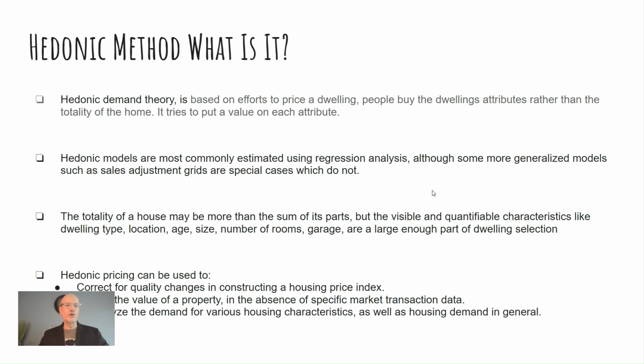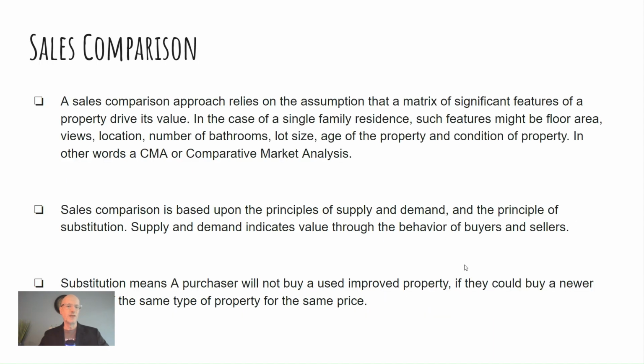So, anyways, the totality of a house may be more than the sum of its parts. But the visible and quantifiable characteristics like dwelling type, location, size, age, number of rooms, and garages are a large enough part of the dwelling selection that we can use them to compare houses. Hedonic prices can be used for three things. They can correct for quality changes in constructing a house pricing index, assess the value of property in the absence of special market transactions data, and analyze the demand for various housing characteristics.